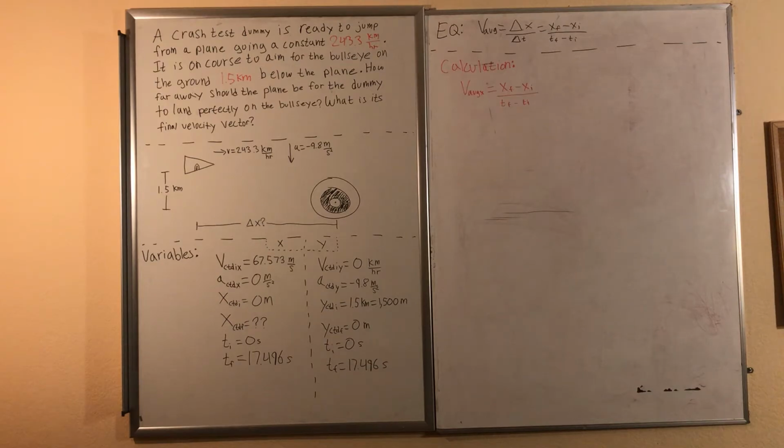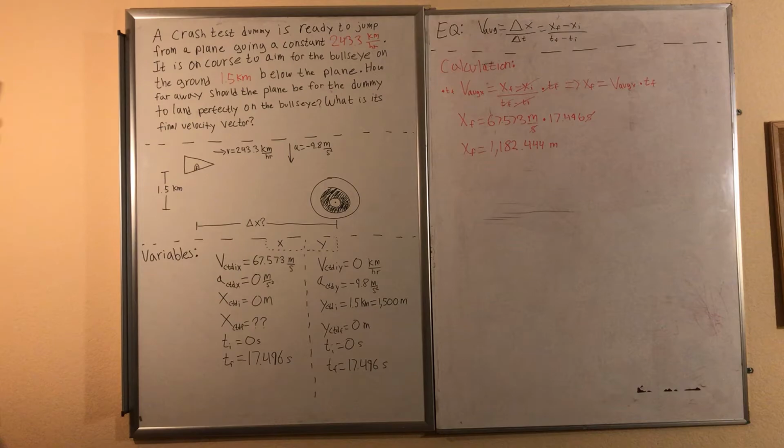Rewrite the velocity average equals x final minus x initial divided by time final minus time initial. And both x initial and time initial are 0, so cross those out. And to solve for x final, we want to multiply both sides by the time final to cancel on the right side. We are left with x final equals velocity average times time final. Plugging numbers in, we get x final equals 67.573 meters per second times 17.496 seconds, crossing out the seconds to get a final answer of 1,182.444 meters.